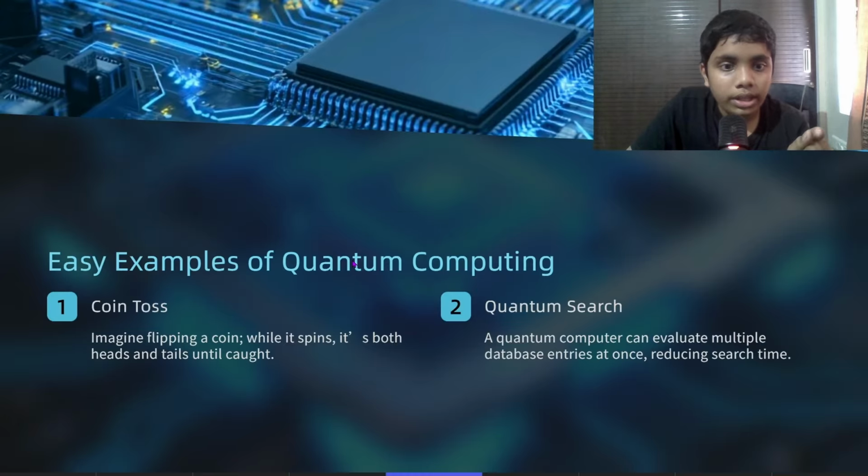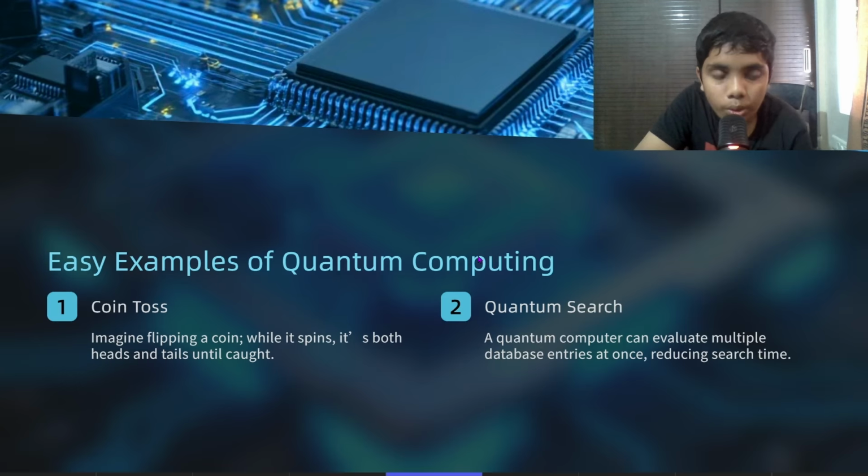So now, easy examples of quantum computing. These are two examples. So yeah, the coin toss example. When you flip a coin, it can be heads or tails at the same time until it's caught. So this is how qubits actually work. It can be zeros and ones at the same time until it's caught, but in a coin toss it's heads or tails.